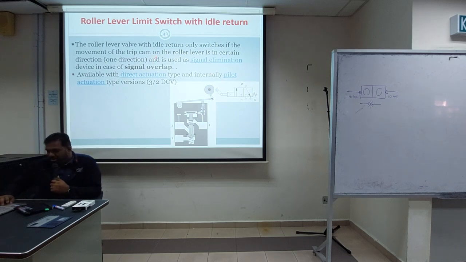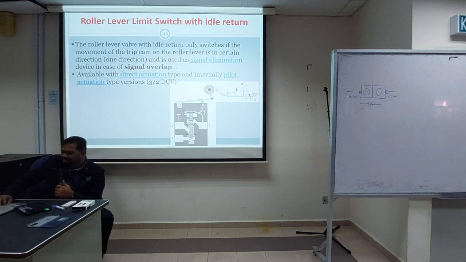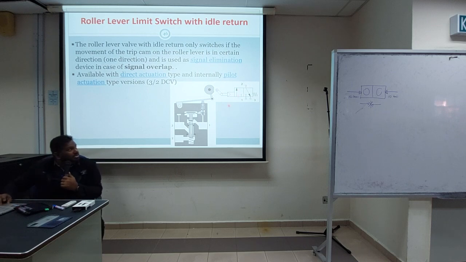Okay, so there is signal overlap. How you overcome it is using signal elimination. Okay, so you are using signal elimination. How can you use a roller lever limit switch with idle return? Its shape is like this. In FluidSIM it will be like this symbol. The symbol looks like a hand. Okay.